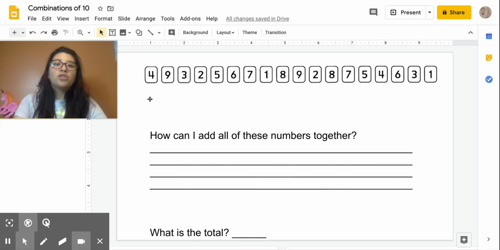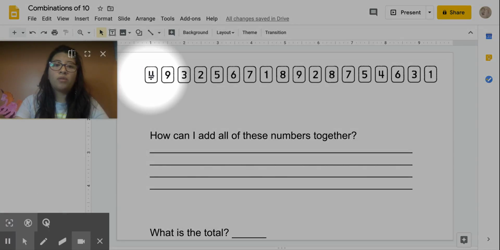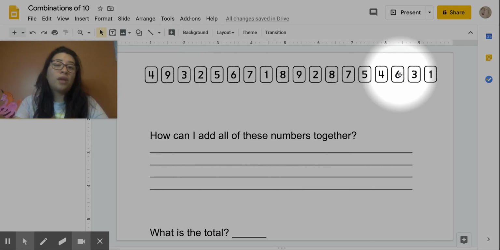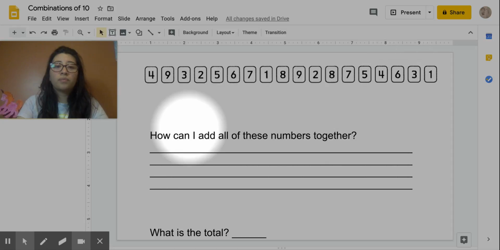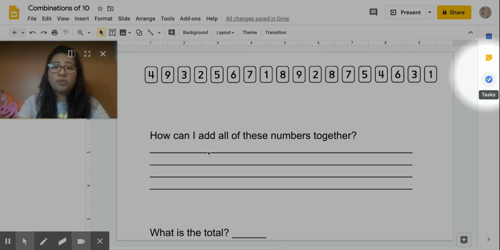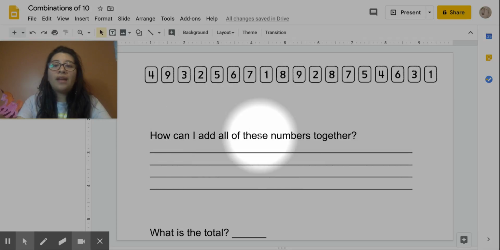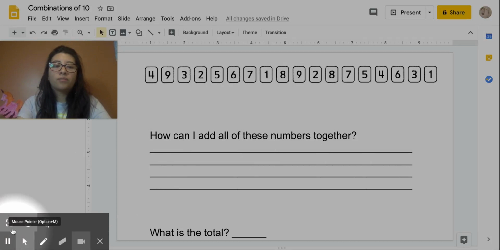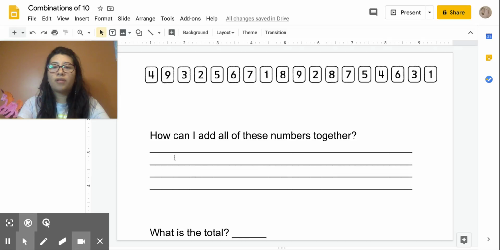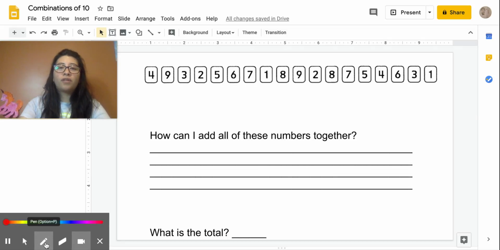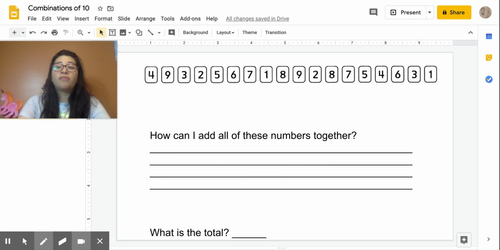So the next part, you're still going to use the same cards that you already covered up. It's okay if you covered them up because you already wrote them on the bigger cards. So you're going to use the same numbers, and it asks you, how can I add all of these numbers together? Well, I'm asking you, how can you add all of these numbers together? And then it tells you, what is the total? So your job is going to be to figure out how you can add all of these numbers to get a sum. Just tell me the final total.